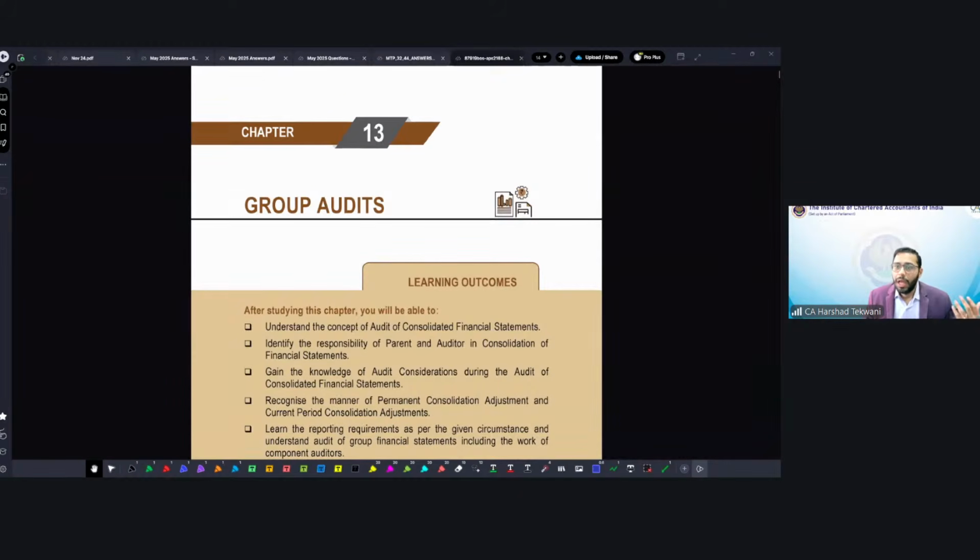For example, how SA 600 is applied practically. We will see that, using the work of another auditor. And we will learn, through the questions and through discussions, what the group audit is and what the key things are that we are required to take care of when there are group audits. Now, as I said, we will take some questions on this topic.